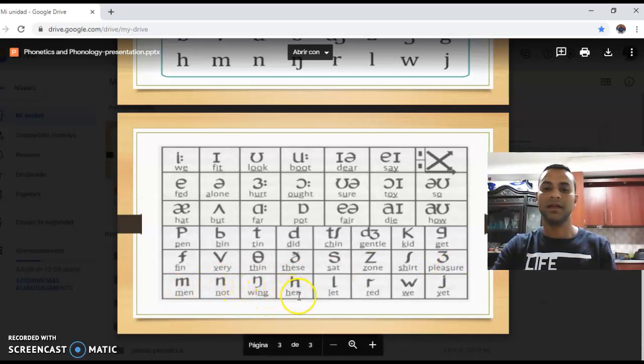h as in hen, l as in lad, r as in red, w as in we, j as in yet.